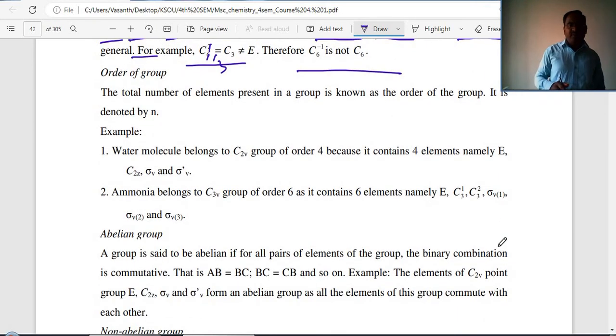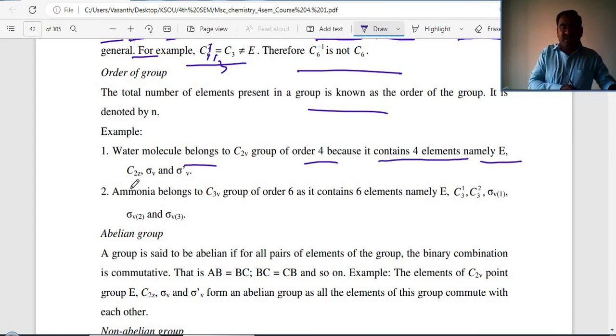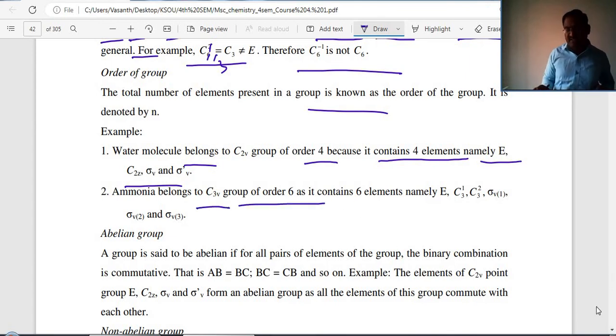What is the order of a group? The total number of elements present in a group is known as the order of a group. It is denoted by the symbol h. The water molecule belongs to the C2v group. Order is 4 because it contains 4 elements, namely E, C2(z), sigma v and sigma v dash. Ammonia belongs to the C3v group of order 6, as it consists of 6 elements, namely E, C3, C3 squared, sigma v1, sigma v2, sigma v3.